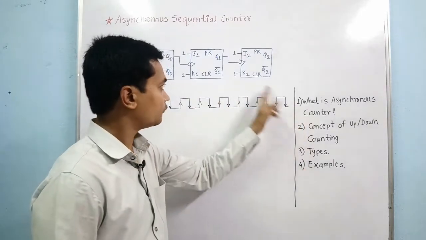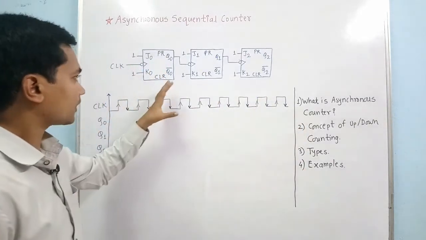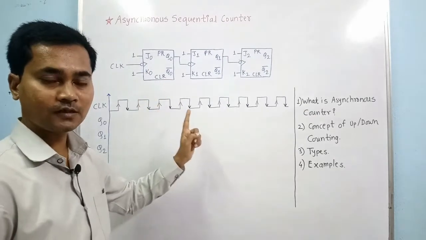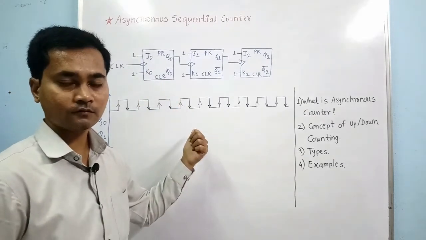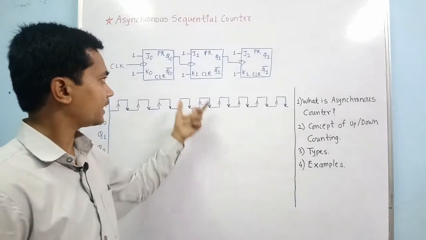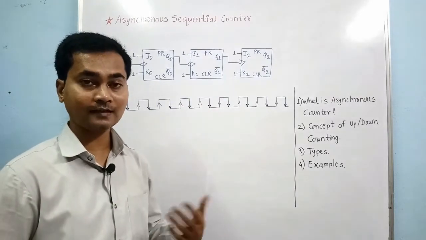And why is it called a counter? Because for counting purposes we normally use the JK flip-flop in toggle mode. Only then can we use it as a counter.